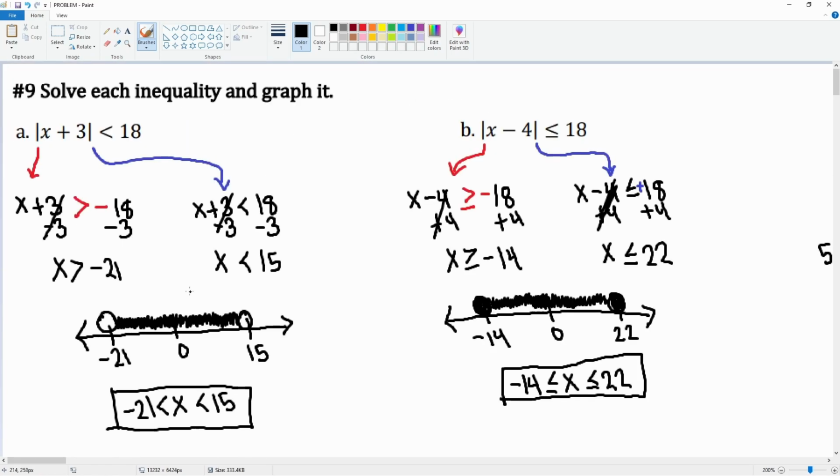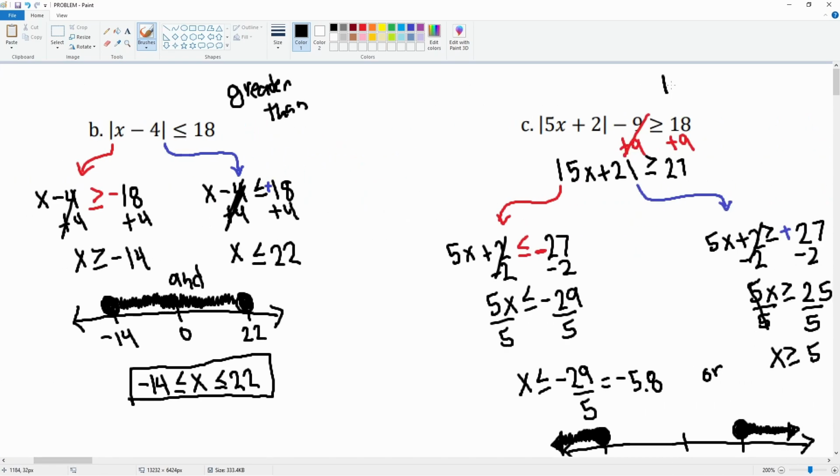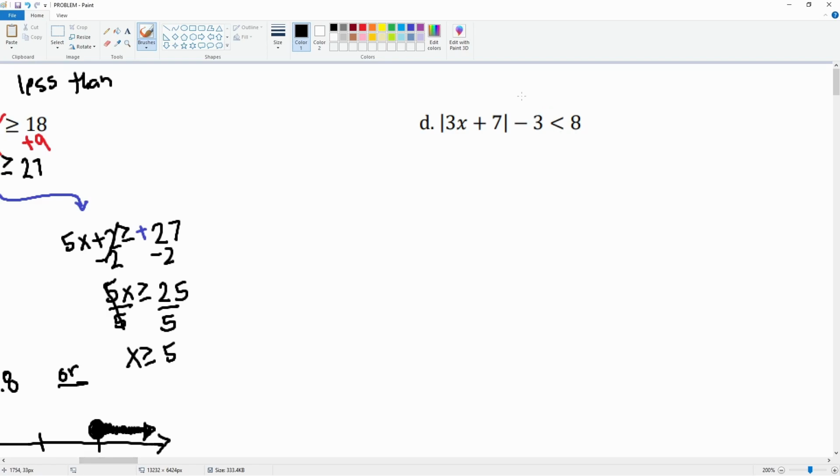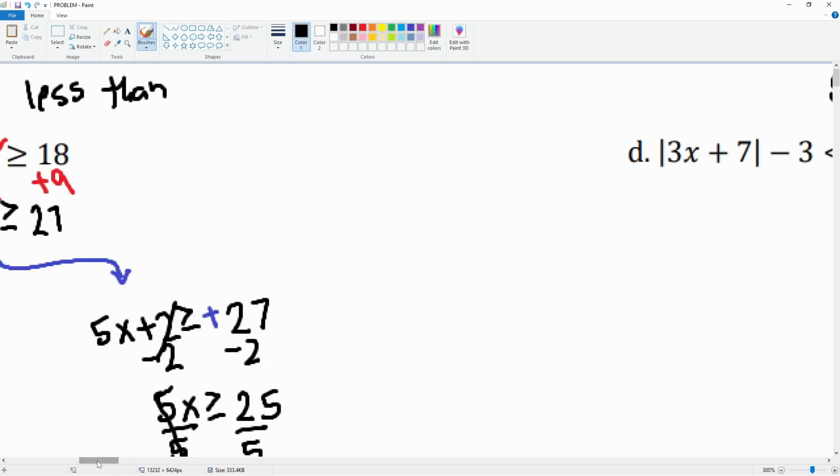Notice, do you see how this is a greater than? Okay, this becomes an AND equation. Notice this is a greater than. This is also an AND equation. But take a look at this one. This is a less than. So it becomes an OR equation. All right. What about this one? This is a greater than. So this is also going to be an AND equation. Okay. We're going to see how that pops out.